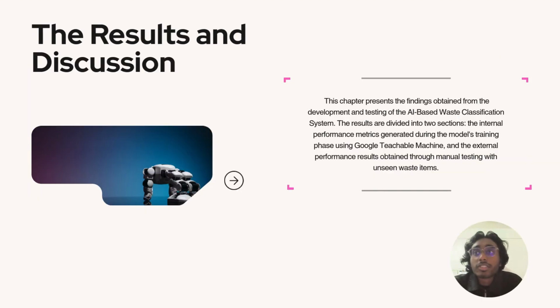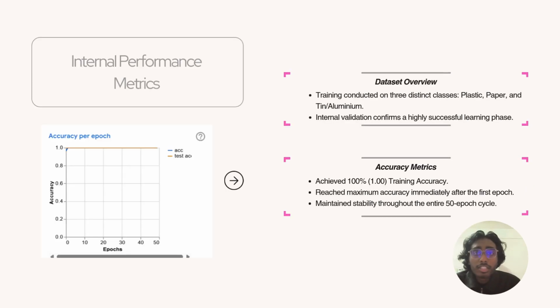The results and discussion. This chapter presents the findings obtained from the development and testing of the AI-based waste classification system. The results are divided into two sections: the internal performance metrics generated during the model's training phase using Google Teachable Machine, and the external performance results obtained through manual testing with unseen waste items. Internal performance metrics. The explanation is broken down into four important parts.